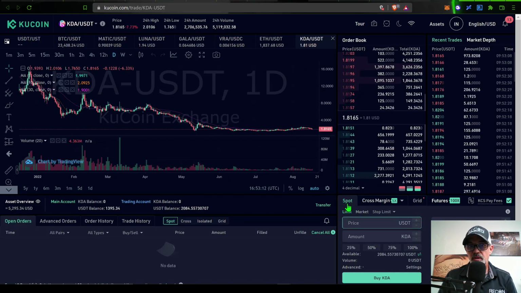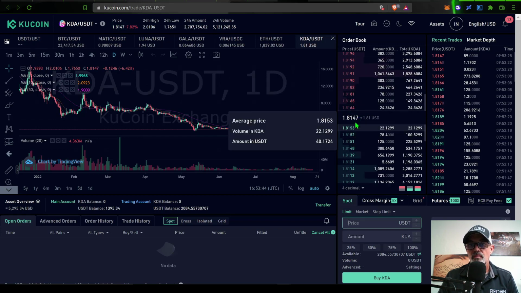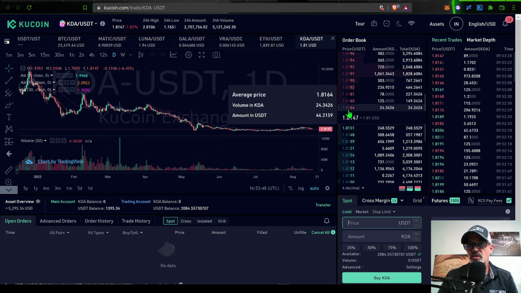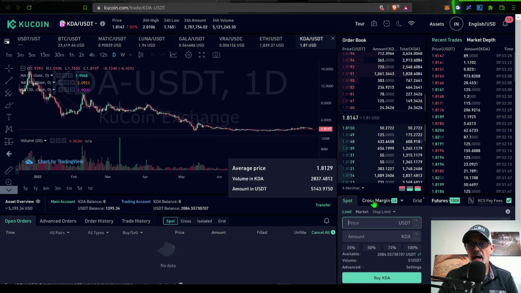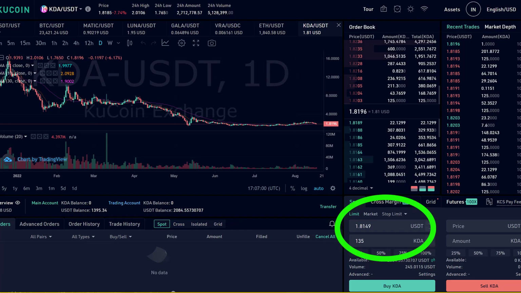And for this particular trade, I want to place a limit order because I want to try to get the prices pretty much the same. And so I can look at the order book and I see the ask is at 181.59 and the bid is at 181.51, and actually the ask just stepped up. I am actually going to put in my bid at 181.49. And I'm going to buy 135 Kadena.